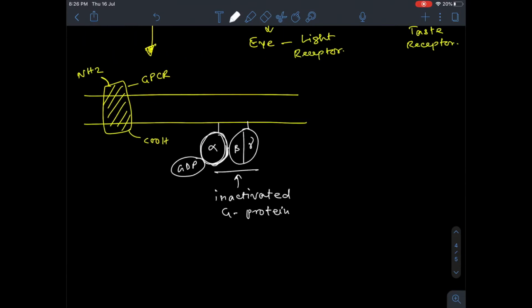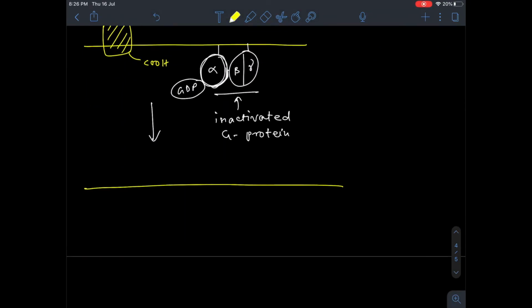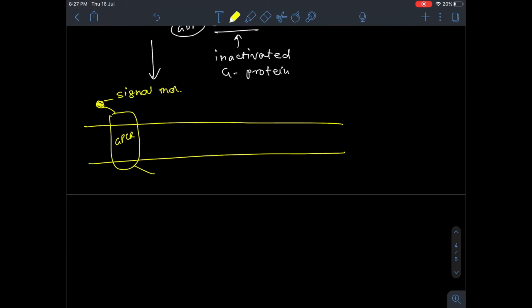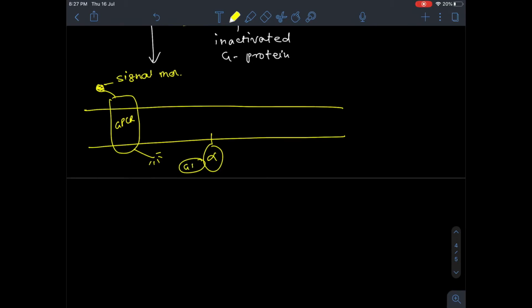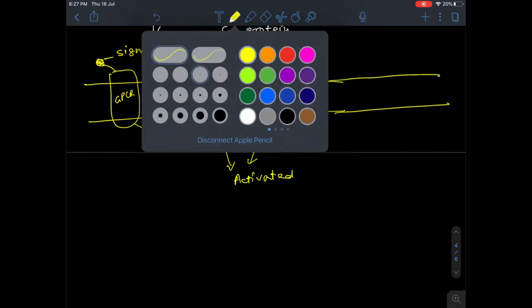And now there is no signal molecule. In the above case there is no signal molecule, but now we have, let's say, a signal molecule attached to the NH2 part of the GPCR. So this is the signal molecule. There will be a response at the COOH part of the GPCR, and as a result this alpha GDP will be converted into alpha GTP and it will get detached from beta gamma and will become activated. So the whole G protein is now activated.